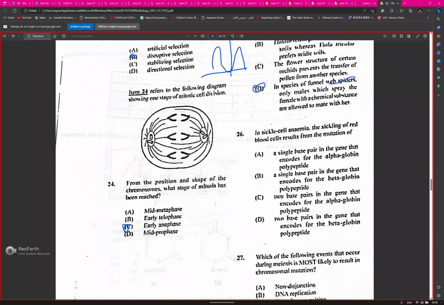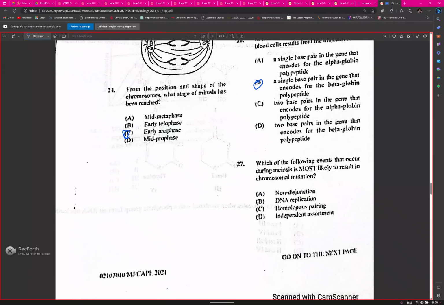26. The sickle cell anemia, right? So in sickle cell anemia, the sickling of the red blood cells is a result of the mutation of a single base pair on a gene that encodes for the beta globin peptide. Yes, sir. All right. So remember what happens in this? Glutamic acid changes to valine. Oh, glutamic acid changes to valine. All right, makes sense.